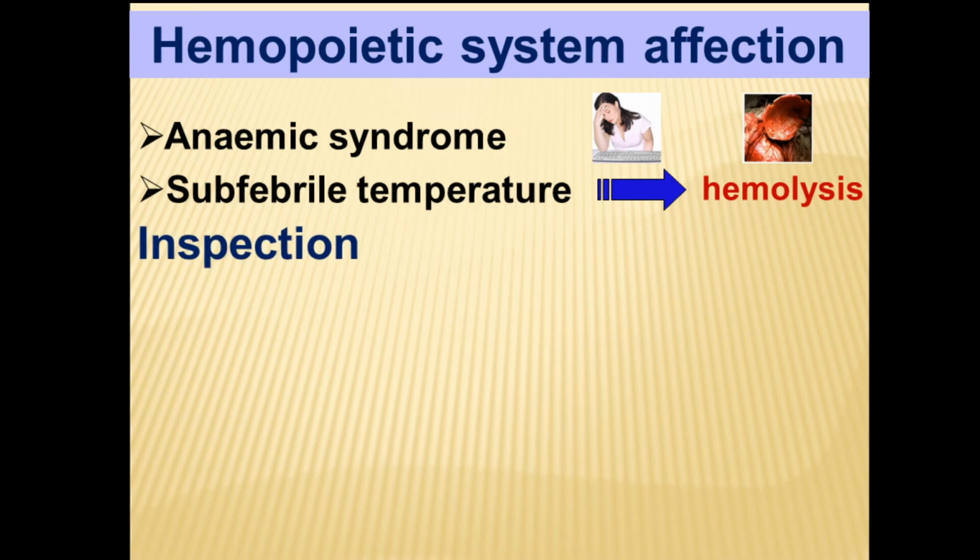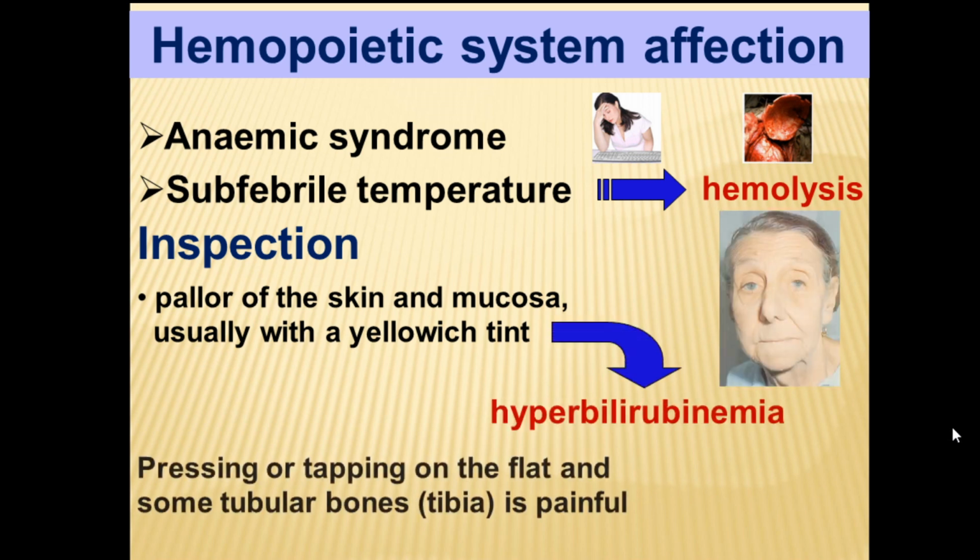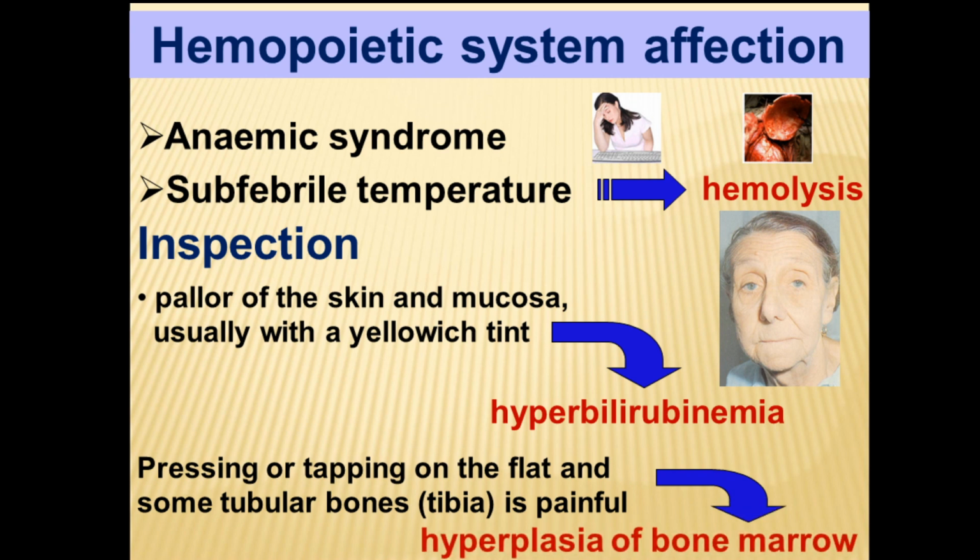On inspection, we pay attention to the color of the skin, and mucosa and skin will be pale with some yellowish tint due to secondary hemolytic anemia and hemolytic jaundice. When we tap over the flat bones, the patient can feel discomfort, sometimes pain, due to activity of the bone marrow, hyperplasia of bone marrow.